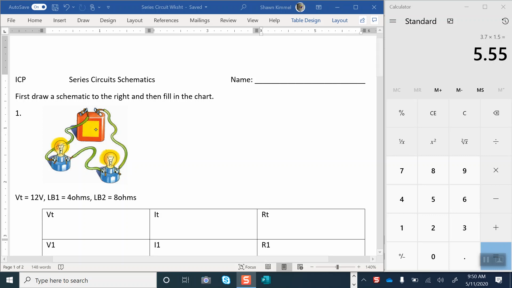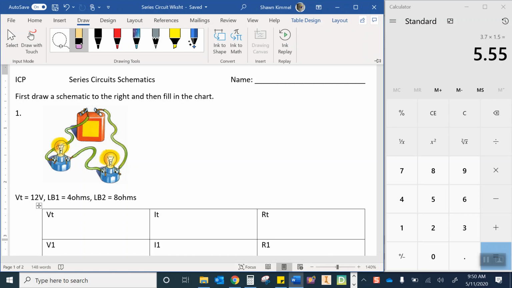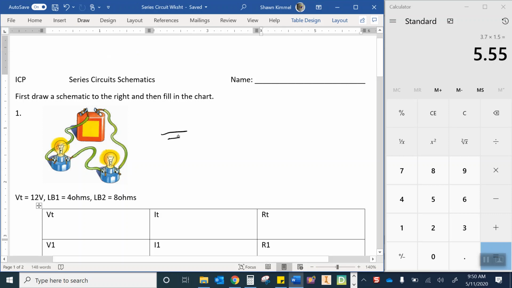Well, as we've learned, right here is the battery. So how do we show a battery? I'm going to go up here. I've got to have my draw feature on here. Make it be in black. I've got to draw the battery. So I've got a long and a short line. That there represents the battery.